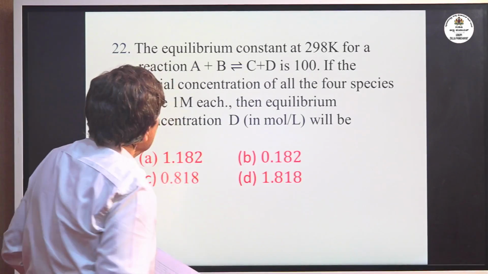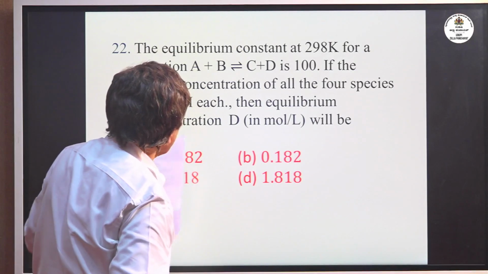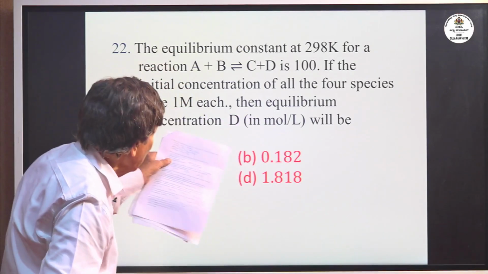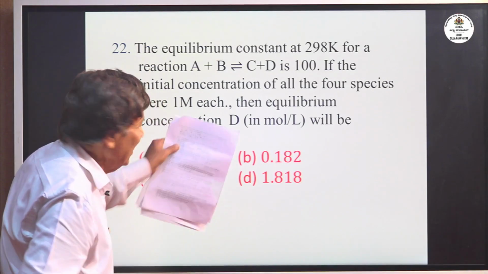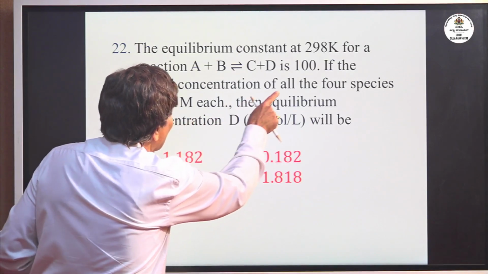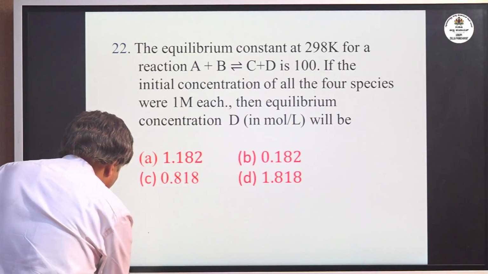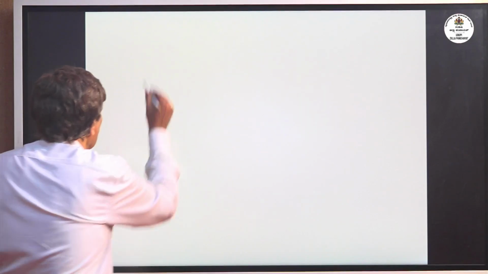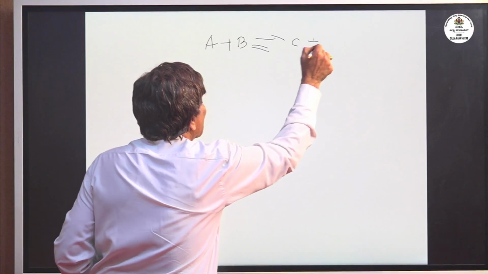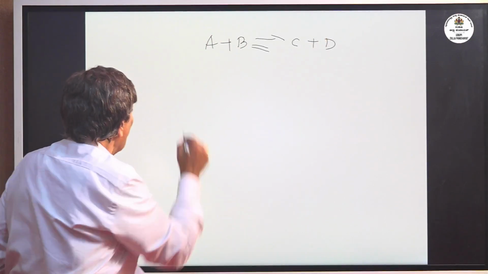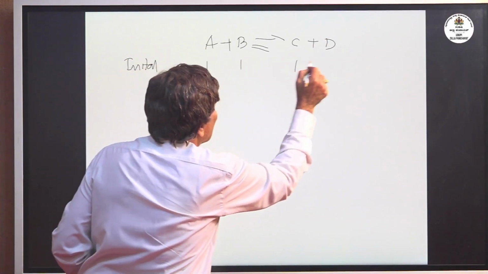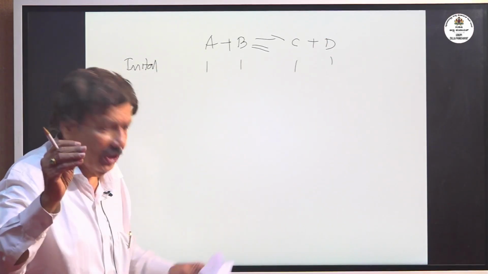Next one. Equilibrium constant for the reaction is 100. If the initial concentration of all the 4 species were 1 mole each, then what is the equilibrium concentration of D? Yes, 1 mole each, right? Equilibrium constant 100. Let me write: A plus B giving rise to C plus D. Initial all are 1: 1, 1, 1, 1. At equilibrium we don't know.